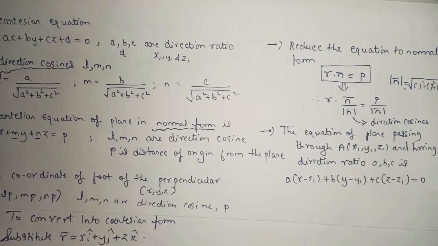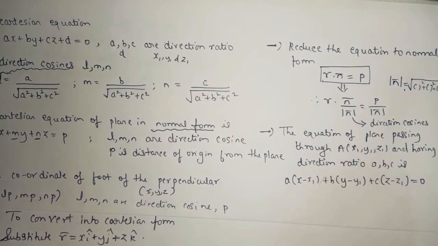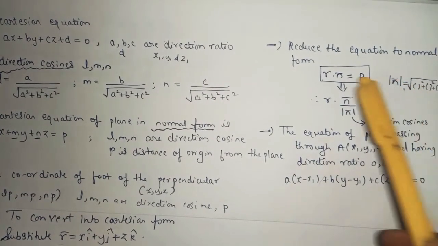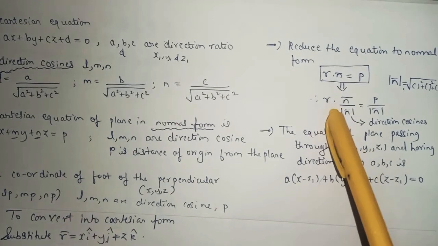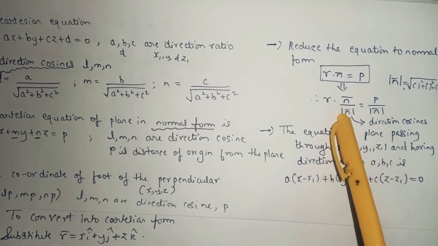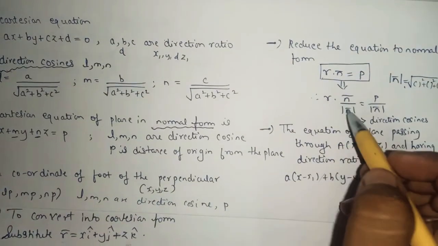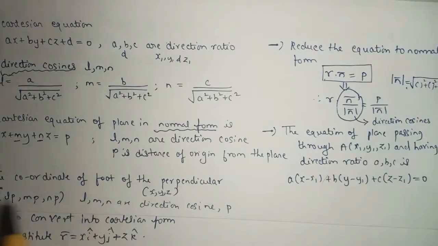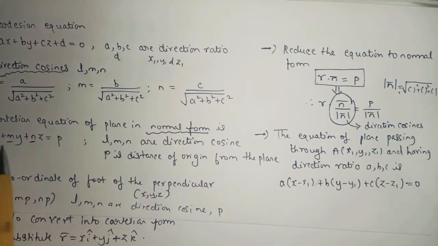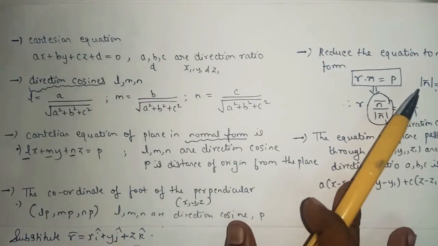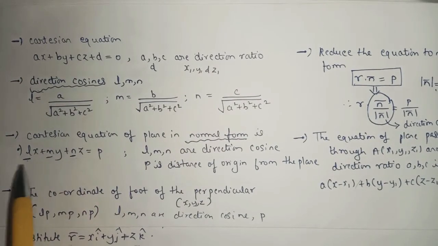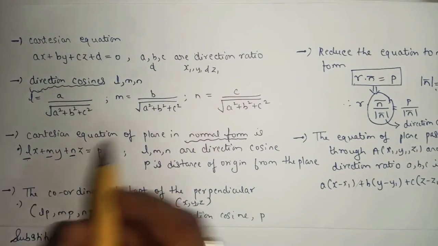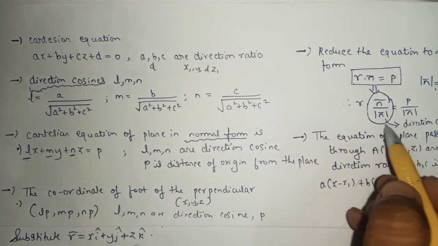Yes. So the same concept we will use here. After getting the answer of this, to reduce the equation, you will divide the left hand side and right hand side by the magnitude of n bar. After dividing, it will get converted into this form, and from here you will get the values of l, m and n.